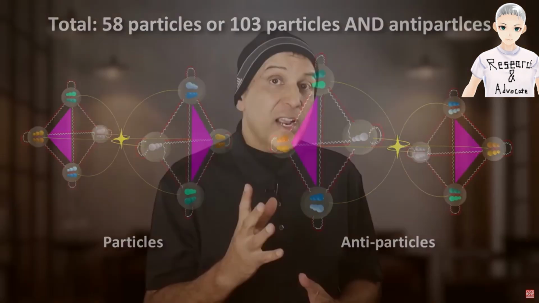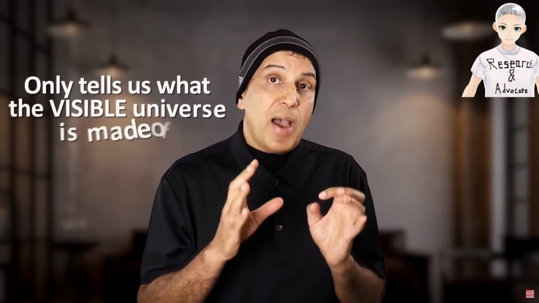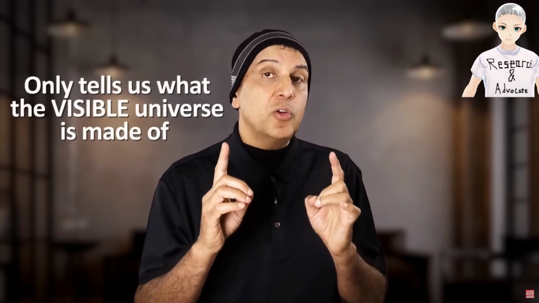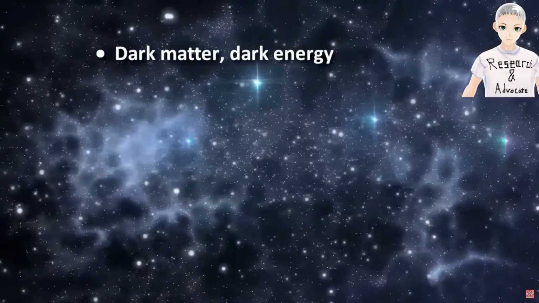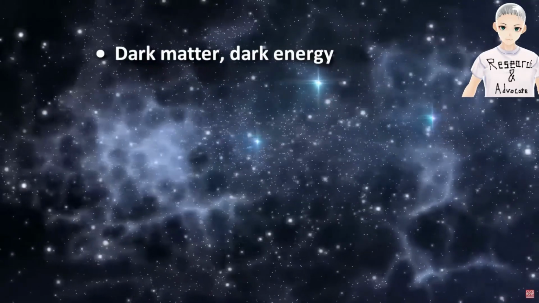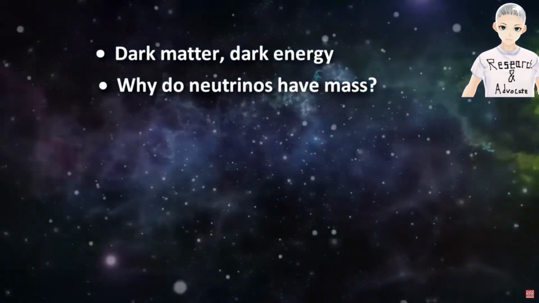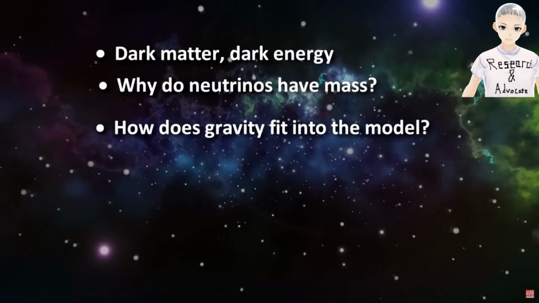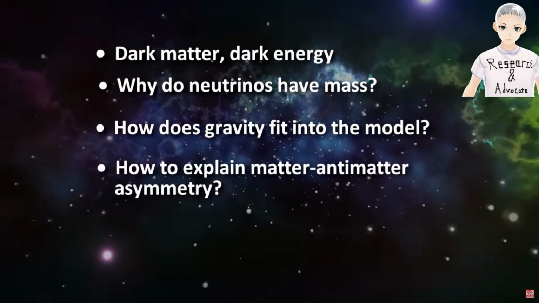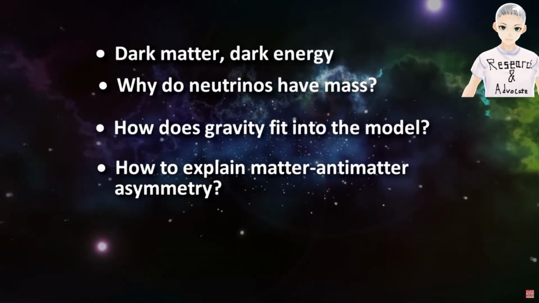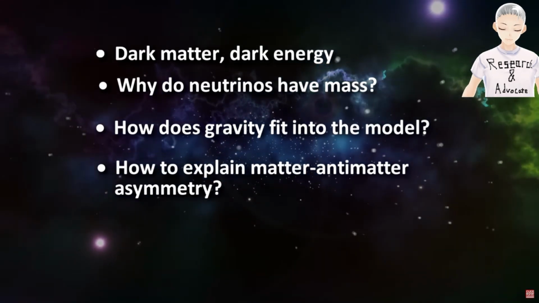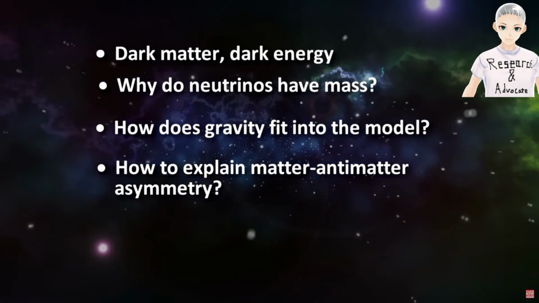Second, we know the standard model is incomplete. This model only tells us what the visible universe is made of, but there's more to the universe than just that. So for example, dark matter and dark energy are not accounted for in this theory. And other mysteries like why neutrinos have mass, how gravity enters the quantum picture, and why there's a matter-antimatter asymmetry in the universe are still unanswered. These are what keep the standard model from being a theory of everything.